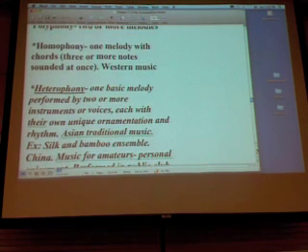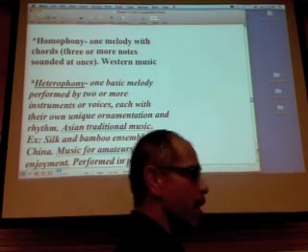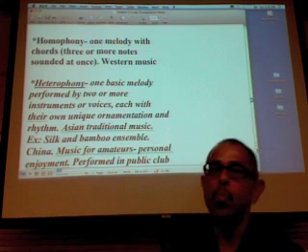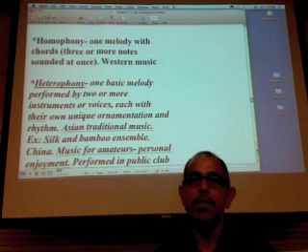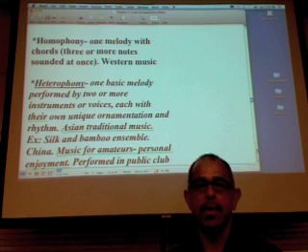Actually, the most common texture is a texture we don't experience that much. It's called heterophony. Heterophony is one basic melody performed by 2 or more instruments or voices, each with their own unique ornamentation and rhythm.